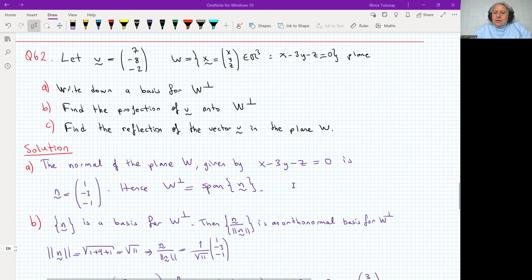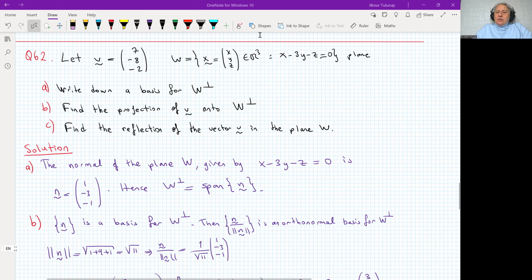Hello, everybody. This is the problem solutions for problem 62 in the course MATH2099 Linear Algebra at the University of New South Wales. In this question, we have a vector and we have a plane given in R3. We would like to find a basis for the orthogonal complement. We would like to find the projection of this vector on the orthogonal complement. And we want to find the reflection of the vector on the plane W.